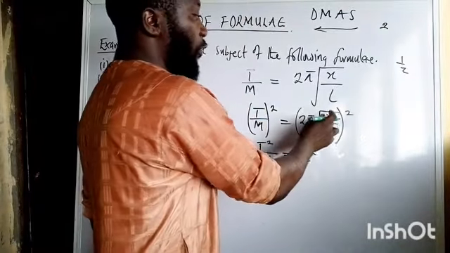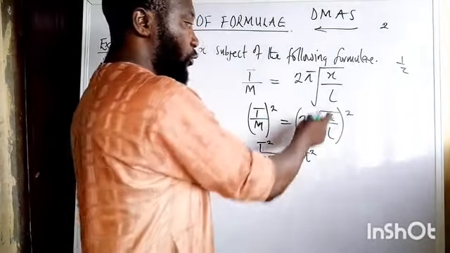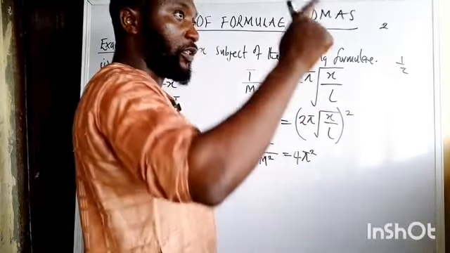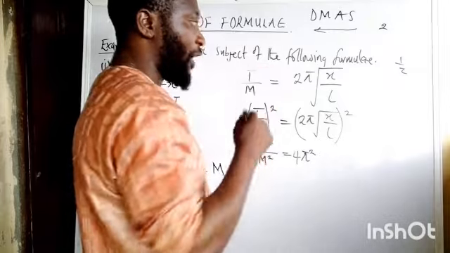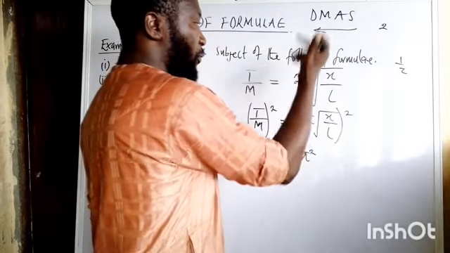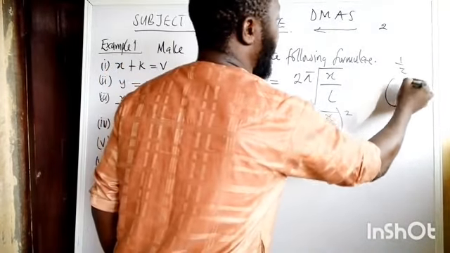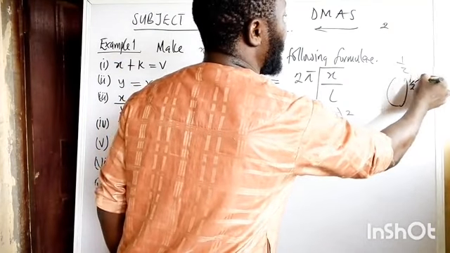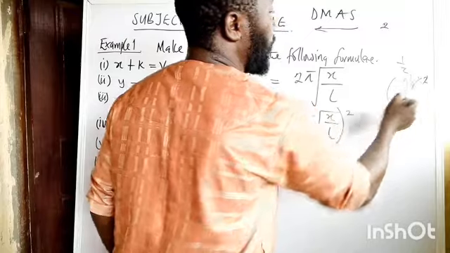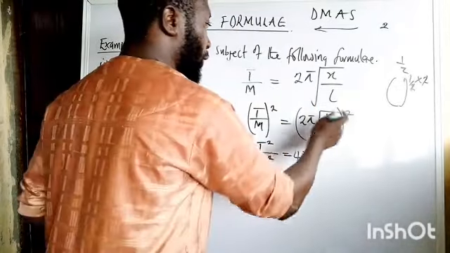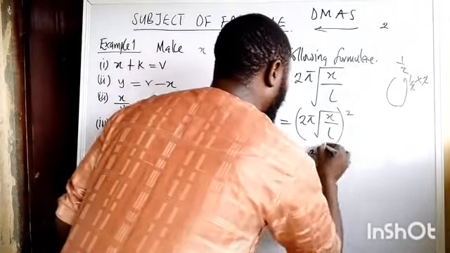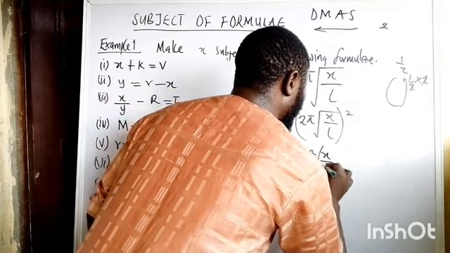Now, the square will remove the square root. It will cancel out the square root because square root is a power of half. You have something raised to power half, then you are multiplying this power by 2 again, so these two will go. So that is how the square will cancel out the square root. So we have open bracket x divided by l.